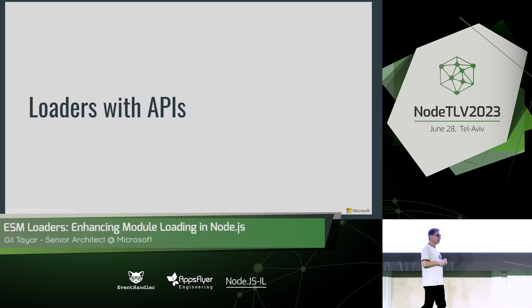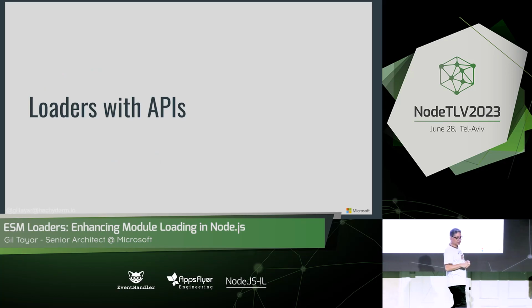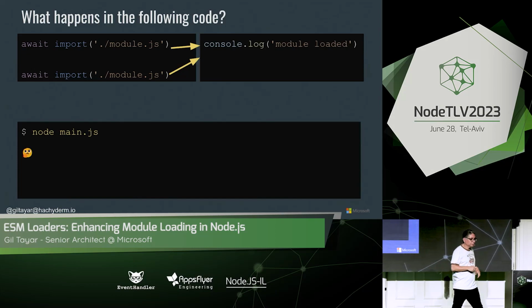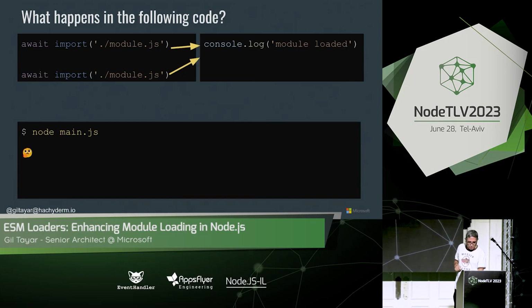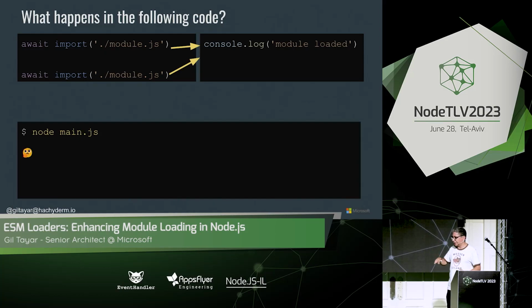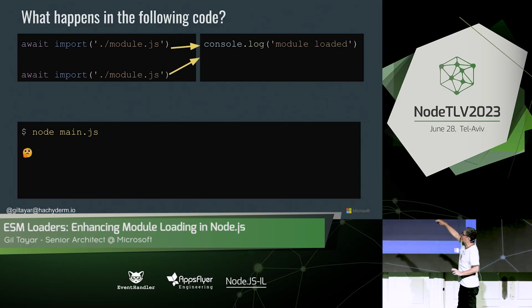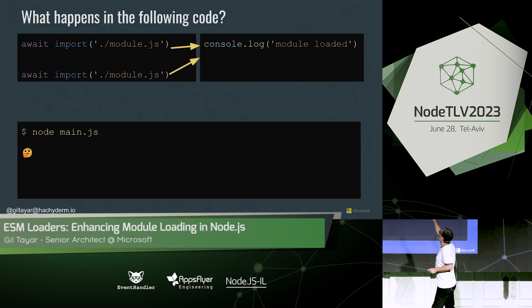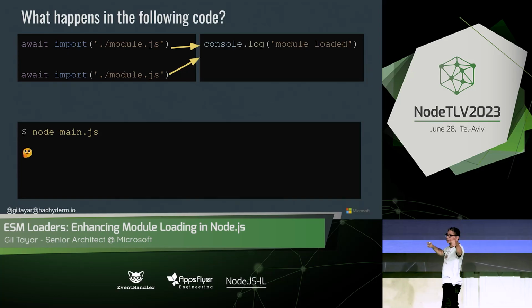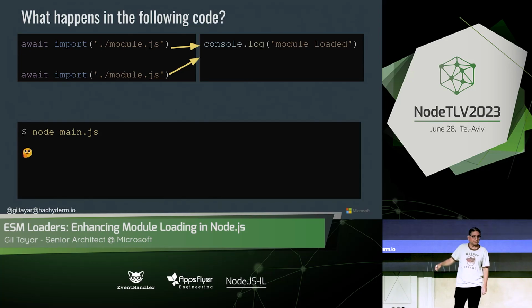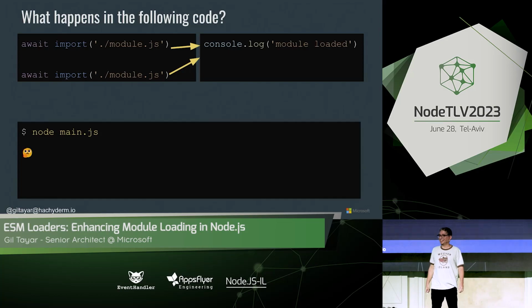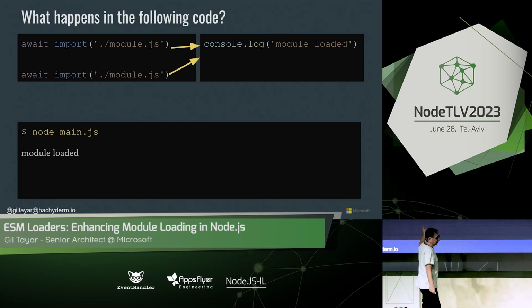Loaders with APIs. This is 8 minutes. Okay, let's see if I can do it. What happens in the following code? This is a totally different thing. If I do an await import of module.js and another await import of module.js, and if module.js has a console log, what happens when I run main.js? Do I console log twice or once? Who says twice? Who says once? I love you guys. Thank you. Yes, once. Why?